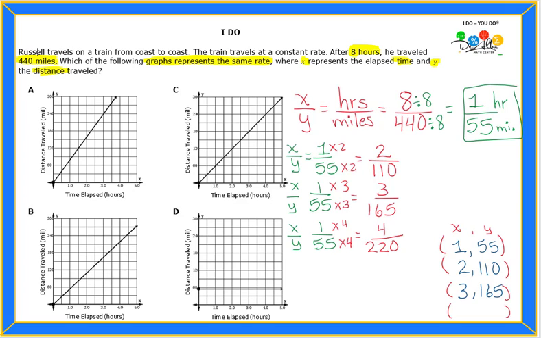So my number here will be 4 and 220. Okay, so now we need to find those points on the graph, right? So let's start with 1 and 55. So let's look at graph A. And I look at x and I do see 1, 2, 3, 4, 5. So we're good with the x, right?